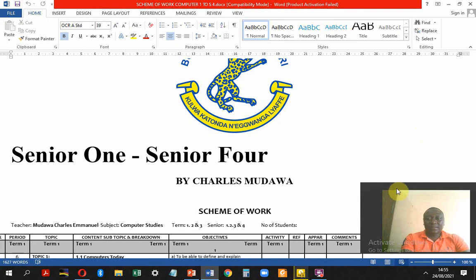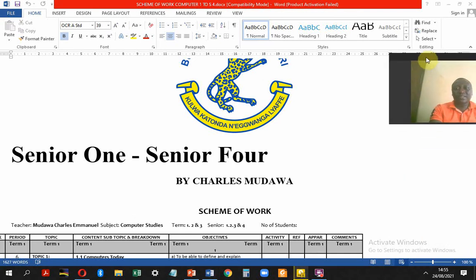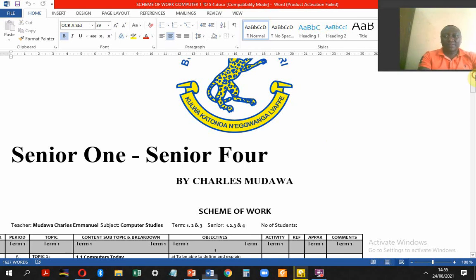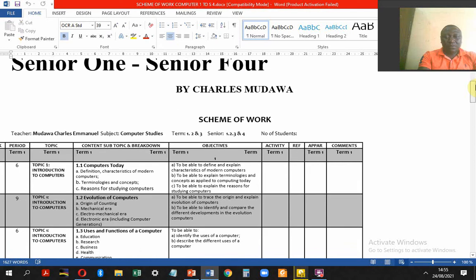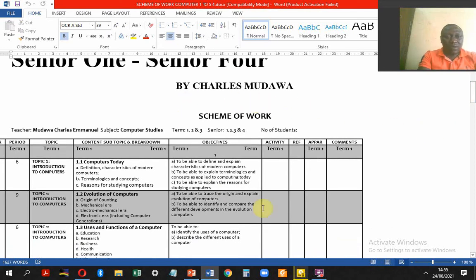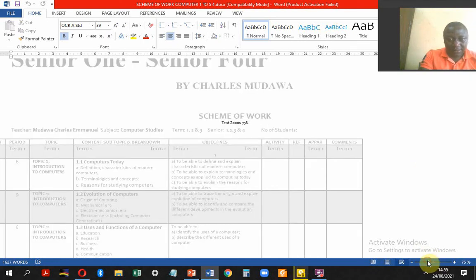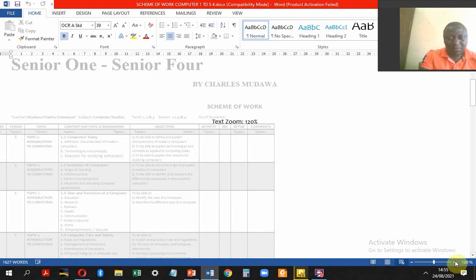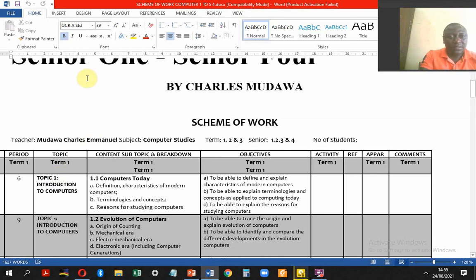Now, let's move ahead. Here in our scheme of work, you can see that we have teacher, my name, subject, computer studies, of course the term up to 3, up to senior 4, number of students. Maybe I want people to be able to see. Now, in term 1, we can see the topic, content or breakdown, objectives, and then activities.